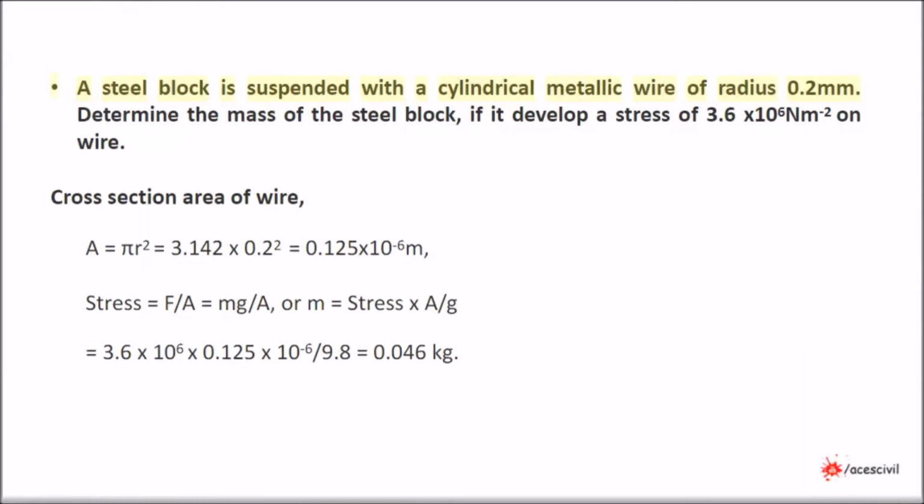A steel block is suspended with a cylindrical metallic wire of radius 0.2 mm. Determine the mass of the steel block, if it develops a stress of 3.6 x 10^6 N/m² in the wire. Cross-section area of wire, A equals πr² equals 3.142 x 0.2² equals 0.125 x 10^-6 m².